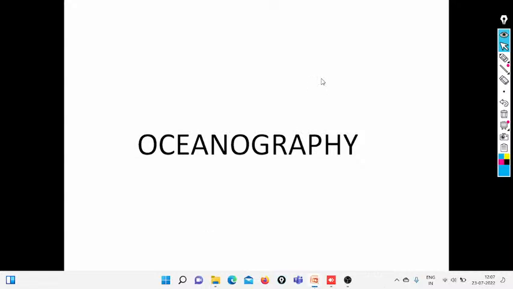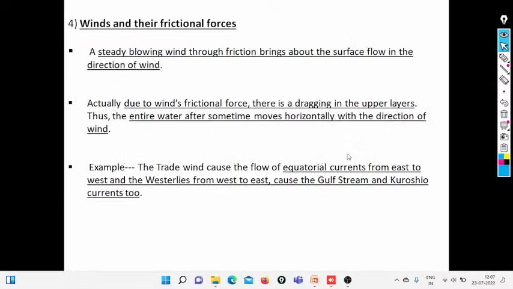Okay, thank you. Hello everyone. Today we'll start a new chapter, that is Oceanic Current. This one is very interesting to know about the different regions of world ocean currents. Let's see.